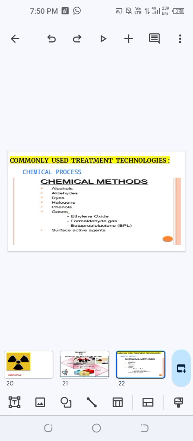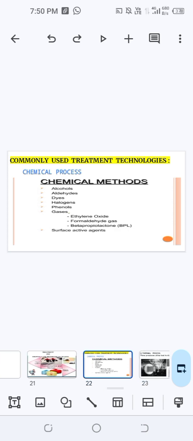Chemicals used include alcohols, aldehydes, some dyes, halogens, phenols, gases like ethylene oxide, formaldehyde gas, and surface active agents. So these are some common chemicals that are used for pre-treatment purposes.